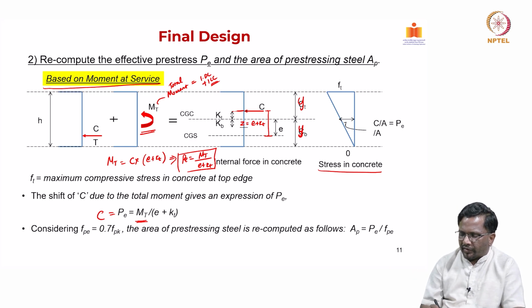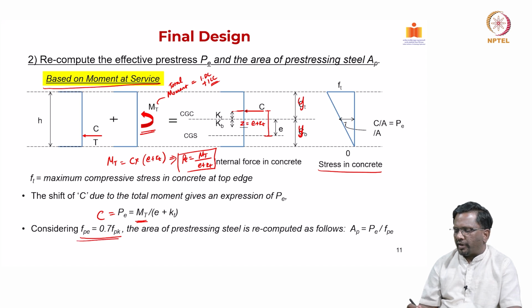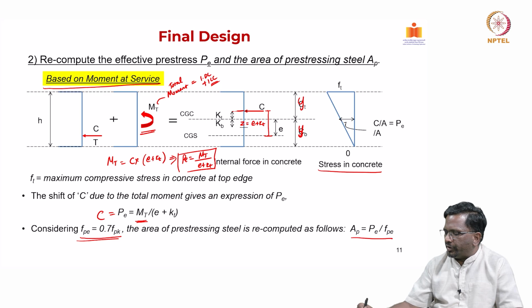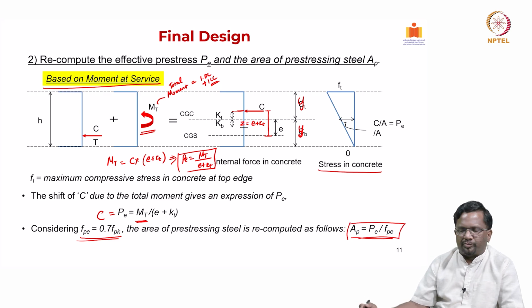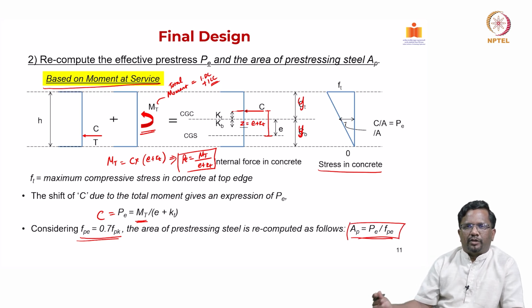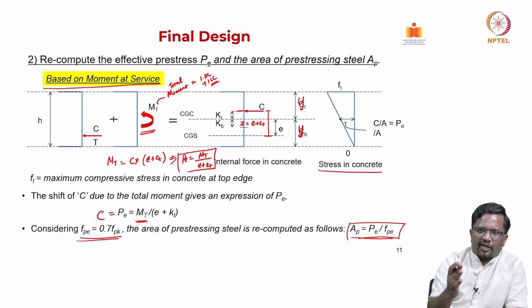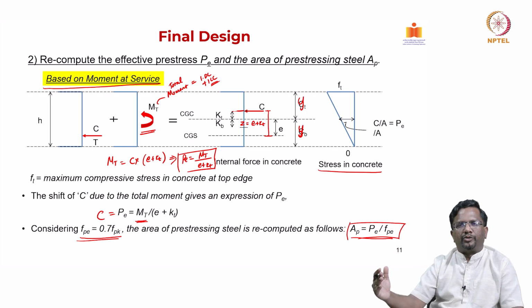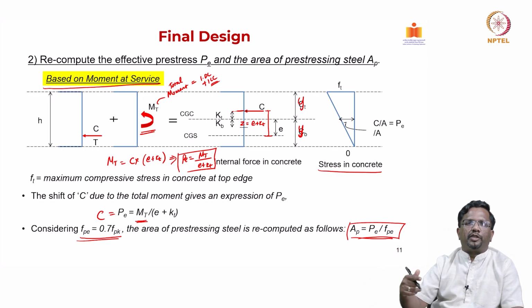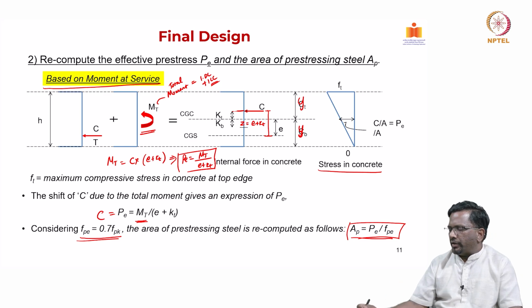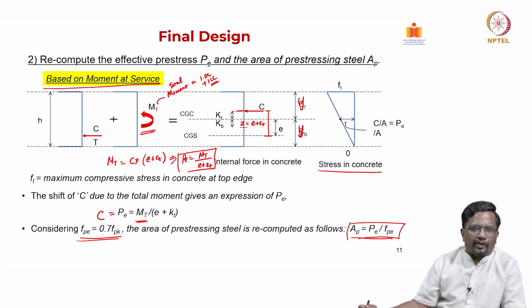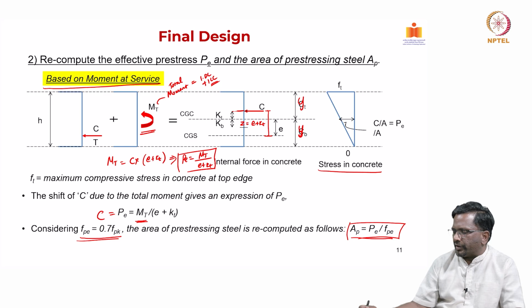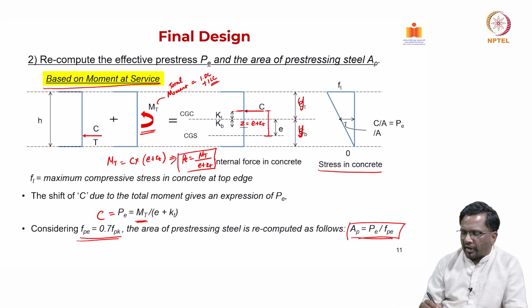Now, if you consider effective pre-stress as 0.7 times FPK, the area of the pre-stressing steel is recomputed as AP equal to Pe by FPE. Again, you have to check the condition at transfer, then you also check the condition at service, and keep updating your value until you find the final value. So this is based on the service condition, AP will be Pe by FPE. Again, in service condition, FPE is taken as 0.7 times FPK.